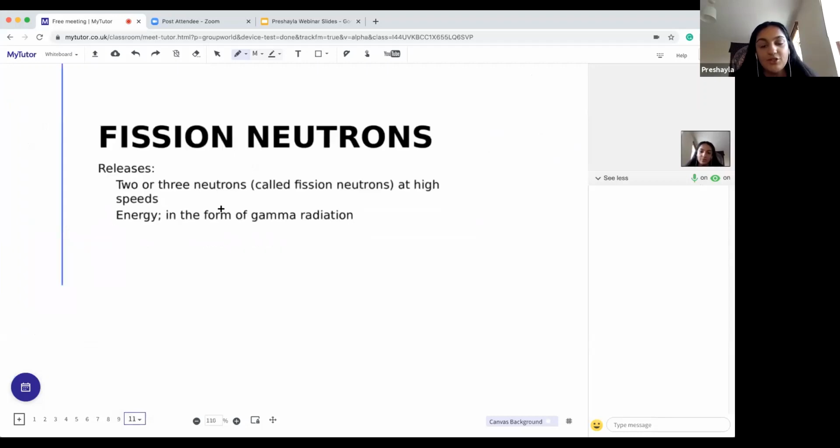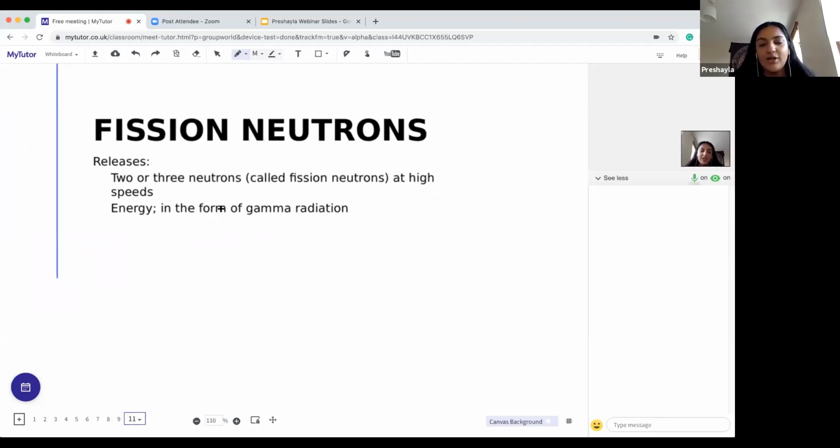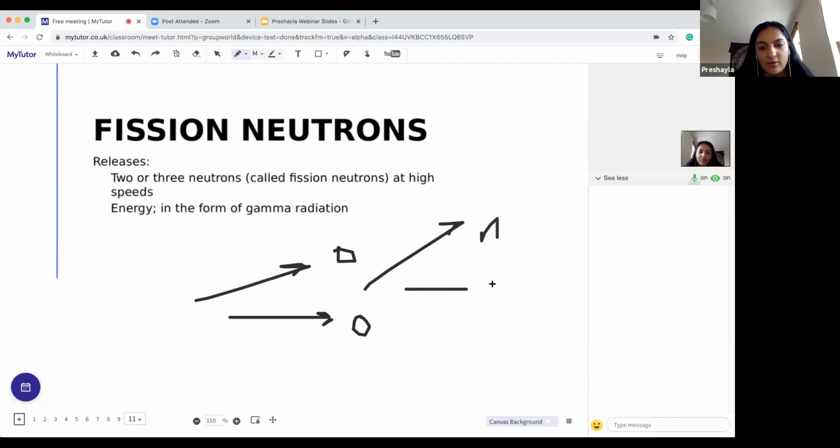So fission neutrons are usually 2 or 3 neutrons, and they're released at high speeds. When we get this breaking down of the nucleus into 2 smaller nuclei, we also get these neutrons, as we know. Now, it's usually 2 or 3. We'll just do 3. As we know, these are called fission neutrons.